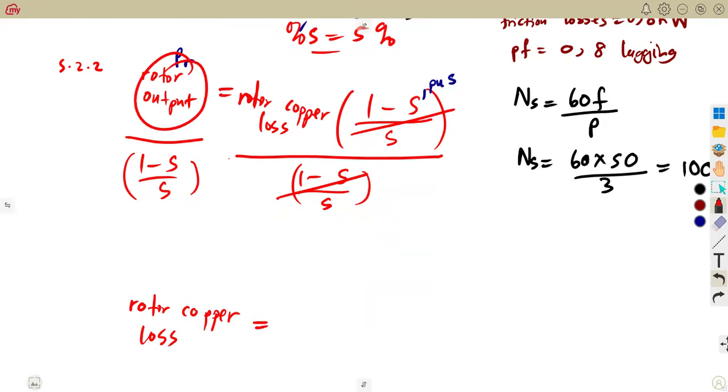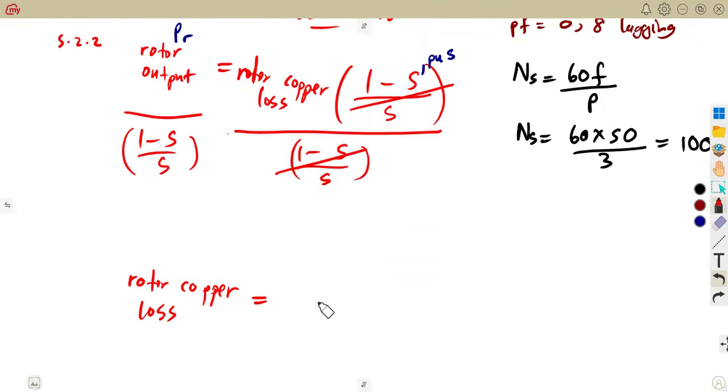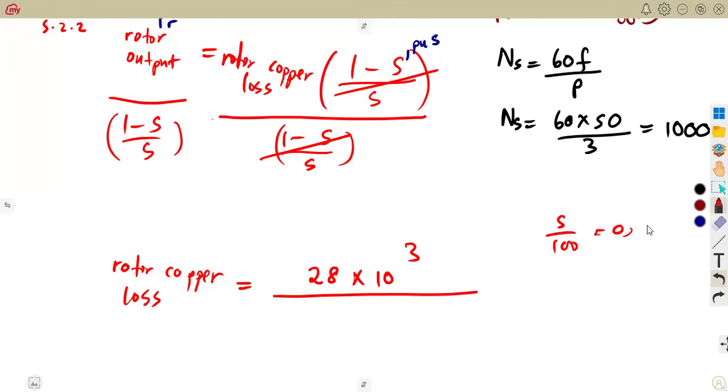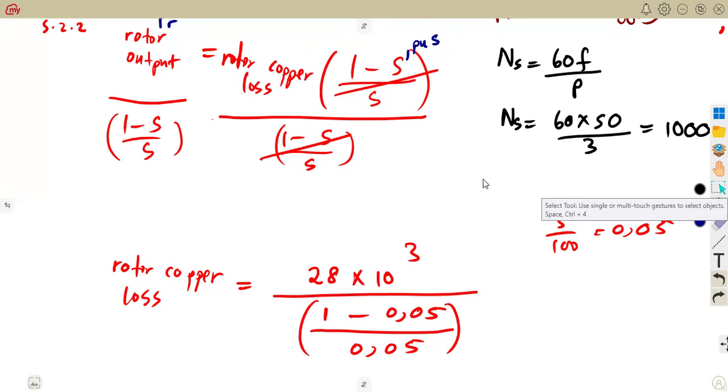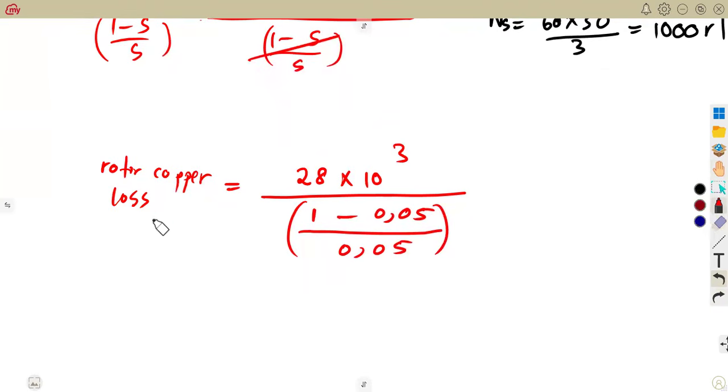The rotor output, we have got our PR there, which is 28 kilowatts, so 28 times 10 to the exponent of 3, over 1 minus the per unit slip. Remember, it was 5%. If you divide that 5% by 100, it is 0.05. So that's (1 minus 0.05) over 0.05. As you can see, that one is just a repetition here. So you're going to obtain the rotor copper loss from there. We can make it the subject of the formula and play around to have our rotor copper loss.